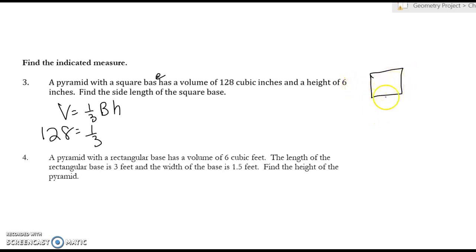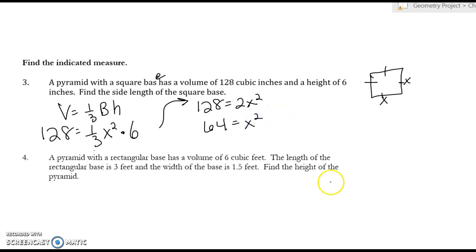So I don't know what the area of the base is, but I do know that if this side's x, this side's x, because it said it was a square. And so the area is x squared times the height of 6. And so now I do my math here, and I can combine the 1/3 with 6, and 1/3 times 6 is 2. So I get 128 equals 2x squared. Divide by 2, and I get 64 equals x squared. And to get rid of a square, you're going to take the square root. So x is 8. So the side measure of that square is 8.